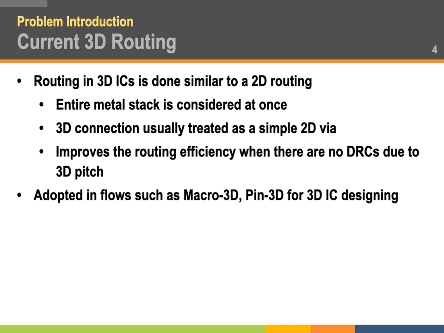In current 3D IC flows such as Pin 3D and Macro 3D, the routing here is done all at once. So basically, all the 3D routing is done in a single stage using commercial EDA routers. The benefit with such an approach is that the router can provide a good routing solution based on the congestion and timing criticality of the design. But as we see, this can be a problem when it's used on a 3D design if the pitch is quite large, which is usually the most common case.